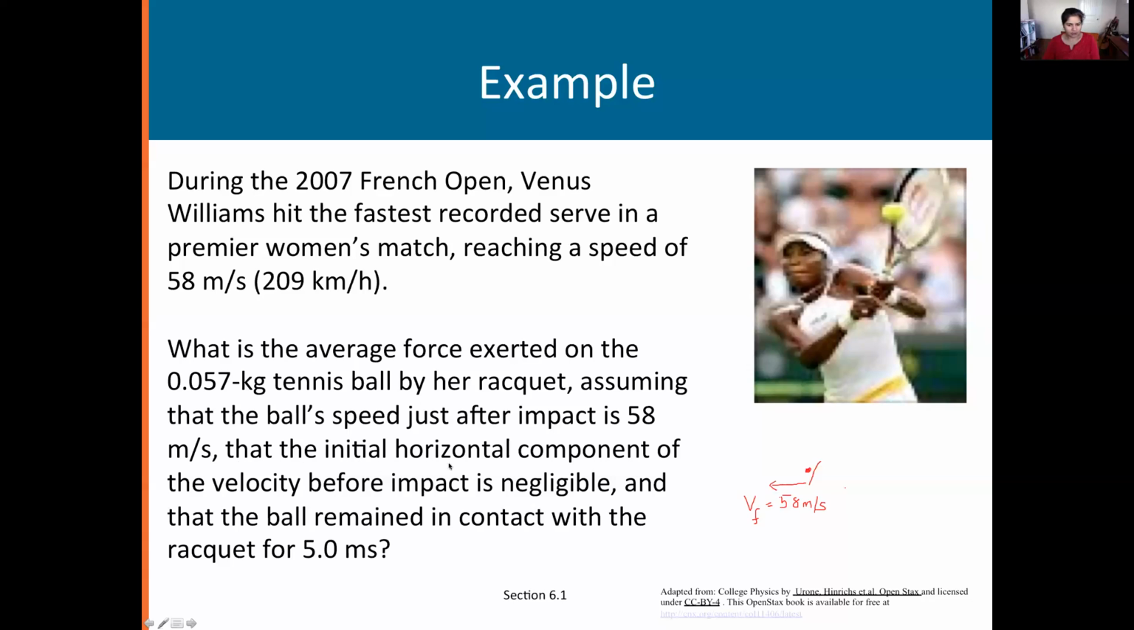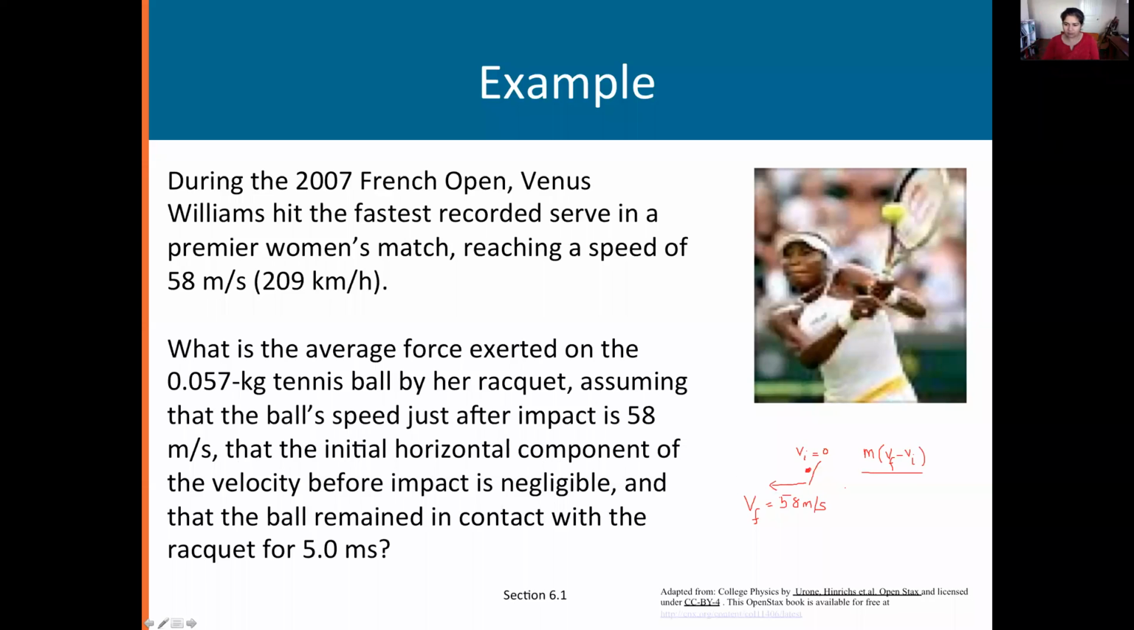Assume that the initial horizontal component of velocity before impact is negligible. When you serve, you throw the ball upwards, and so it has almost no horizontal motion. We are interested in that horizontal motion, that's our direction for velocity, and they say you can assume it to be 0. So what is my change in momentum? My change in momentum is m times v final minus v initial, which is 0.